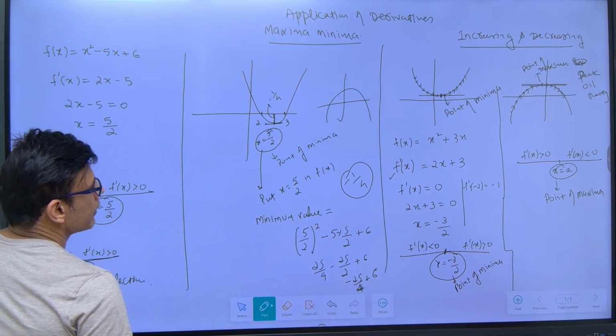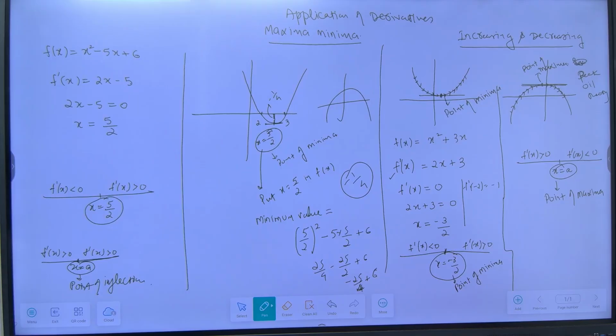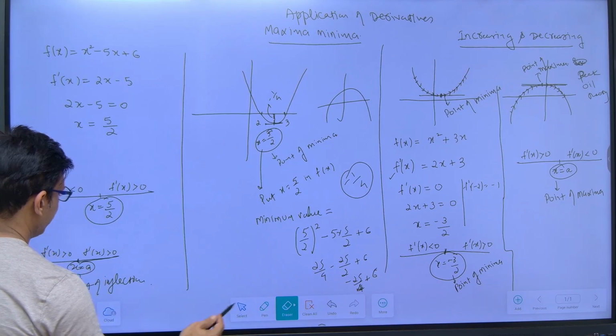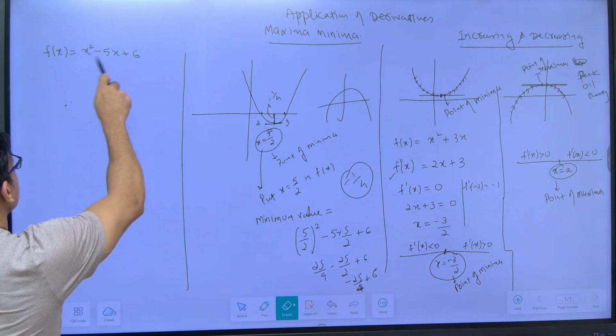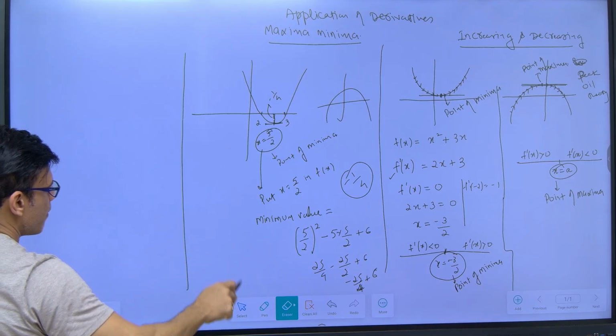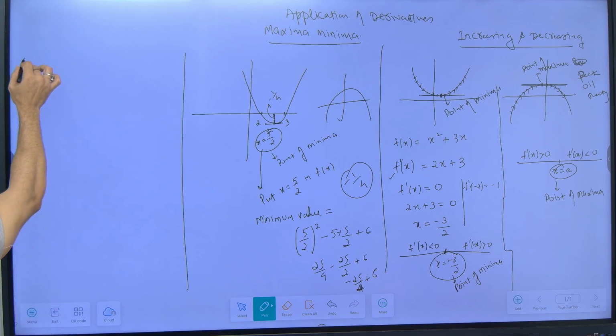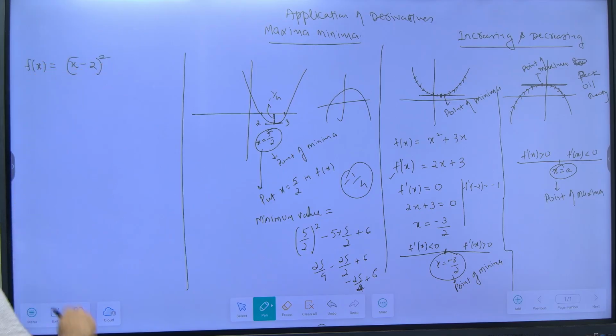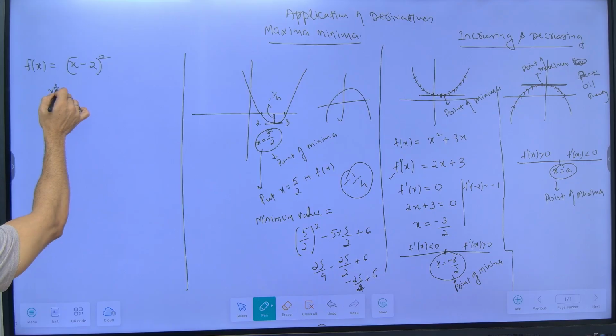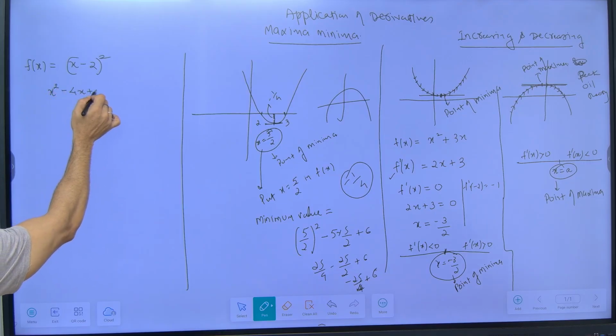Right? This is called maxima and minima. Now, if you have some function which is always greater than 0, let's say f of x equals x minus 2 the whole square, right? So normally what will happen in this case, whether it will achieve a minima or maxima? So first, let's open it. x square minus 4x plus 4, right?